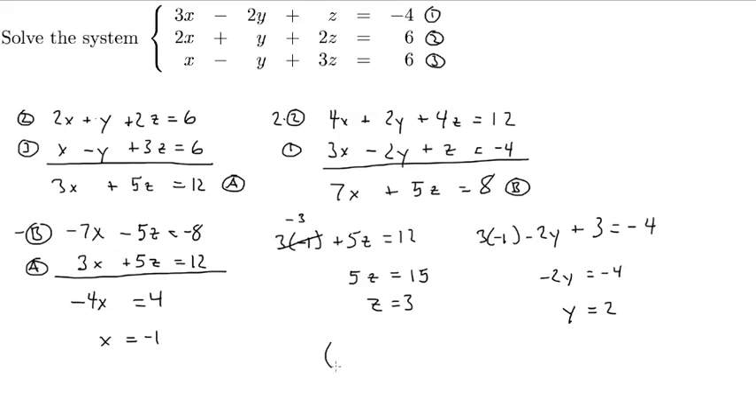So my final answer then, remember with our system of equations with 2 variables, we wrote our answer as an ordered pair. Here we're going to write it as an ordered triplet. So we're going to put our x, comma, y, comma, z. So our final answer is going to be negative 1, comma, 2, comma, 3.